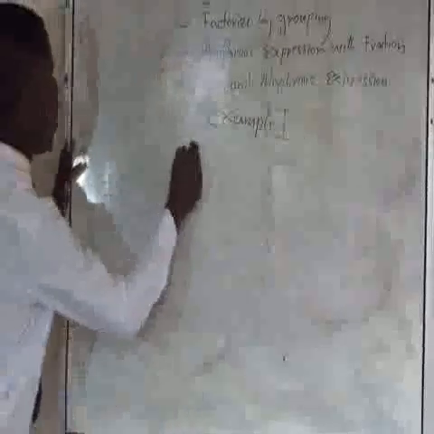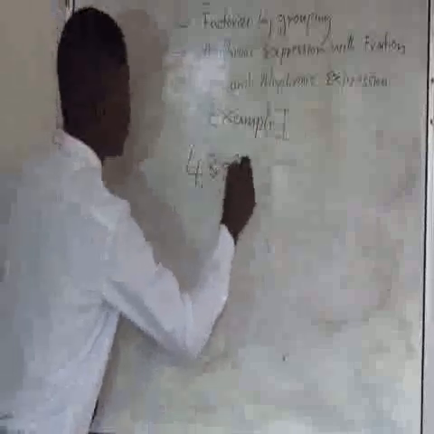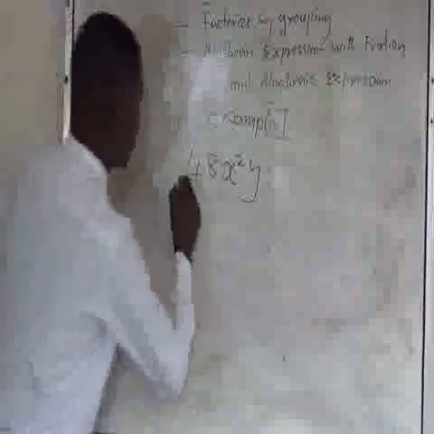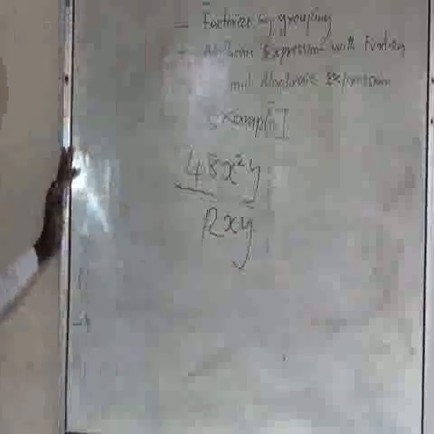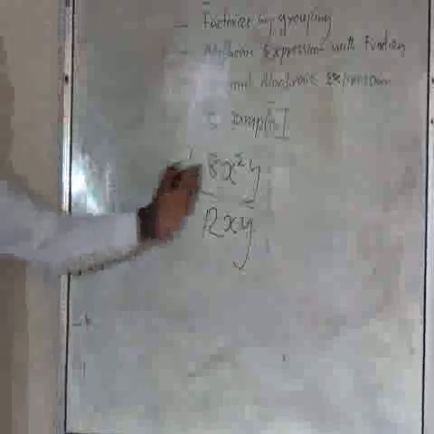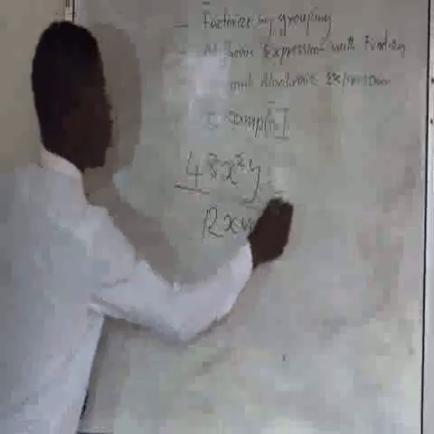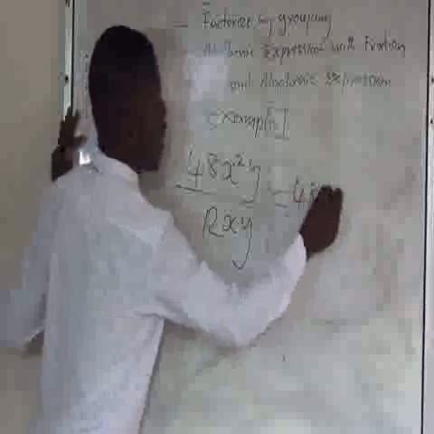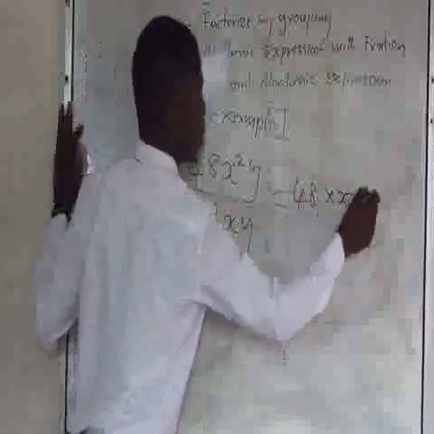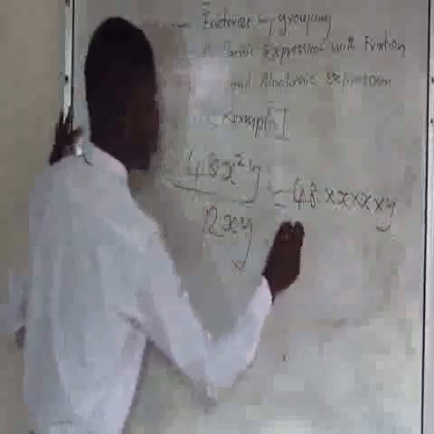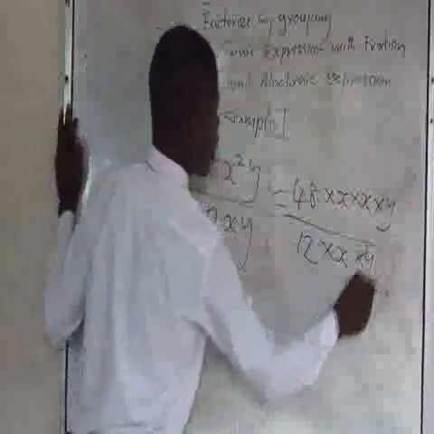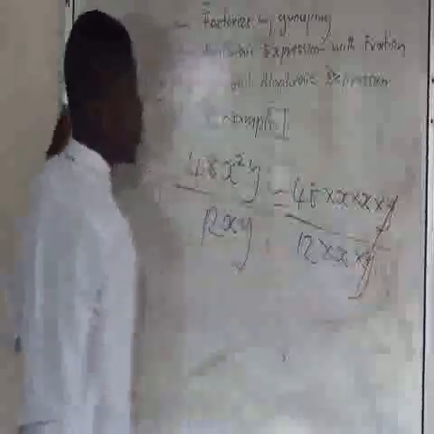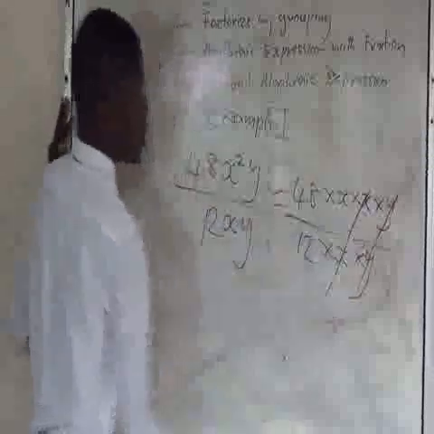Number 1: 48x squared y all over 12xy. First thing to do, we expand this to get what we want. 48 times x times x times y, all over 12 times x times y. We cancel y, and x cancels x.